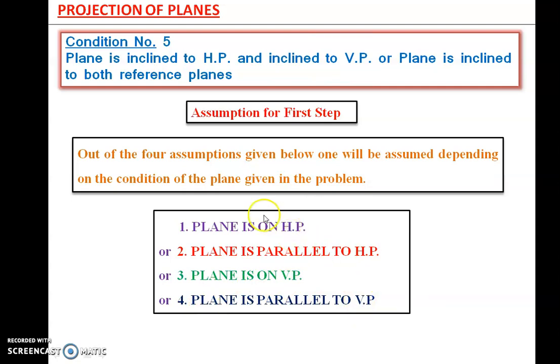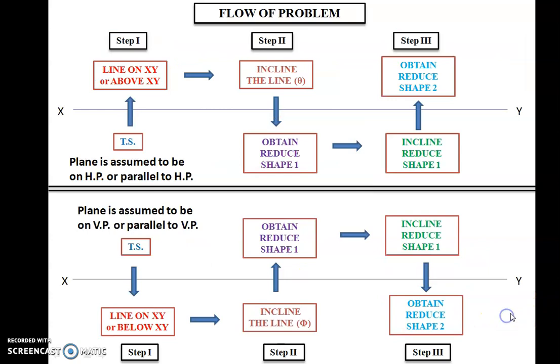So it is simple. Assumption with HP, on or parallel; assumption with VP, on or parallel. Just remember the 4 things: on HP, parallel to HP, on VP, parallel to VP. Out of these 4, you have to assume any one that will give you the true shape. See that you remember these 4 things. It is very simple, you know the planes. So the assumptions will be with respect to the 2 planes, that is HP and VP, and the assumptions will be either on or parallel. Let us move to the next slide.